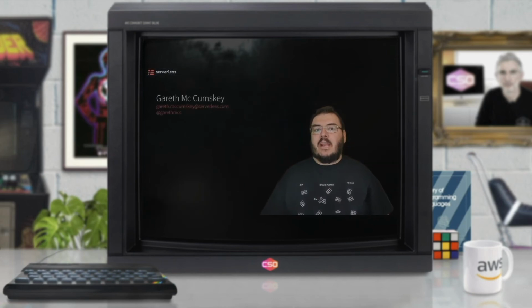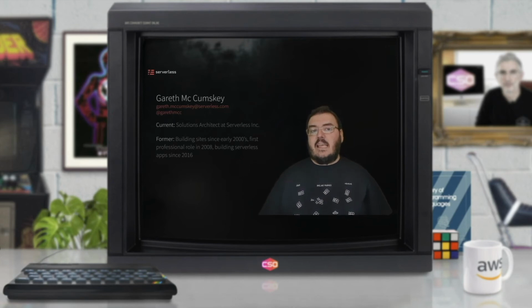Hi there, my name is Gareth McCumsky, and I have been a serverless developer since 2016. And I find myself now working with the team at Serverless Inc., helping other companies and teams build their serverless solutions. I've heard so many people and teams on Slack, over Zoom calls, on forums, and Stack Overflow discuss the various techniques they use to try and do serverless locally, as if it's some kind of organic product that you can get from your local farmer's market.